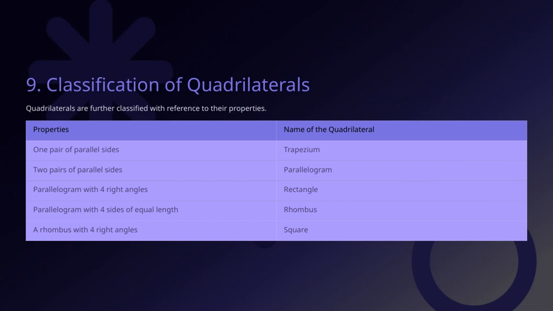Overall, this classification helps us understand the relationships between different quadrilaterals based on their properties. Recognizing these key features allows us to identify and distinguish various shapes quickly and accurately. This classification connects directly to the overall theme of understanding geometric properties and how they define different figures.